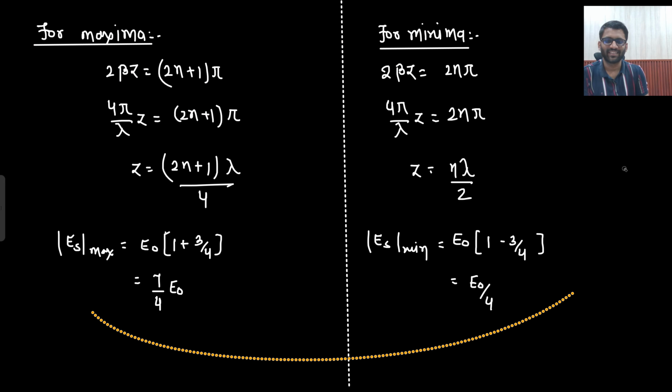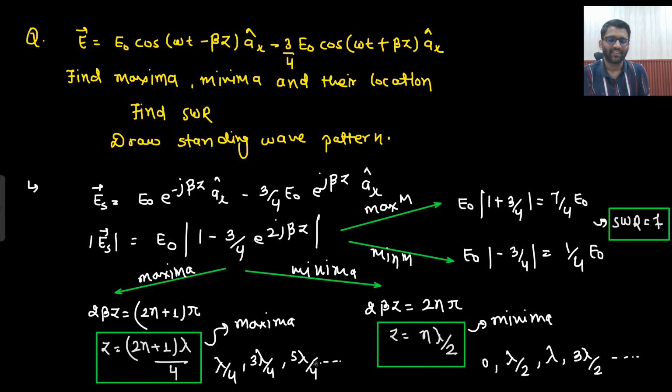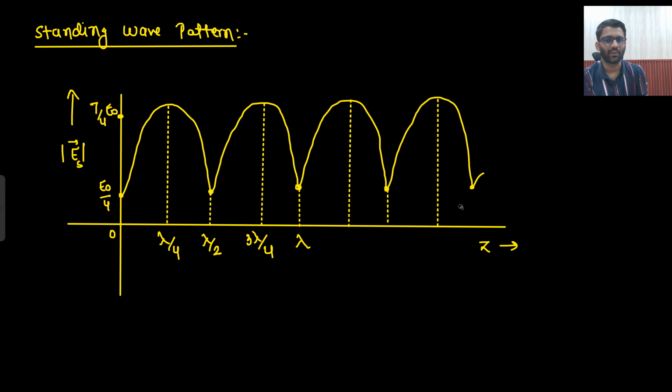Next page is waste. This page is waste only. So what do you have? Initially, you have minima that starts from 1 by 4 E naught. Then you have maxima that goes to 7 by 4 E naught. So this is how you will draw its pattern. This is your 0, then lambda by 4, lambda by 2, 3 lambda by 4, lambda. In that manner you go. Initially you have E by 4, then 7 E by 4. Is that clear to you? Everything is crystal clear.